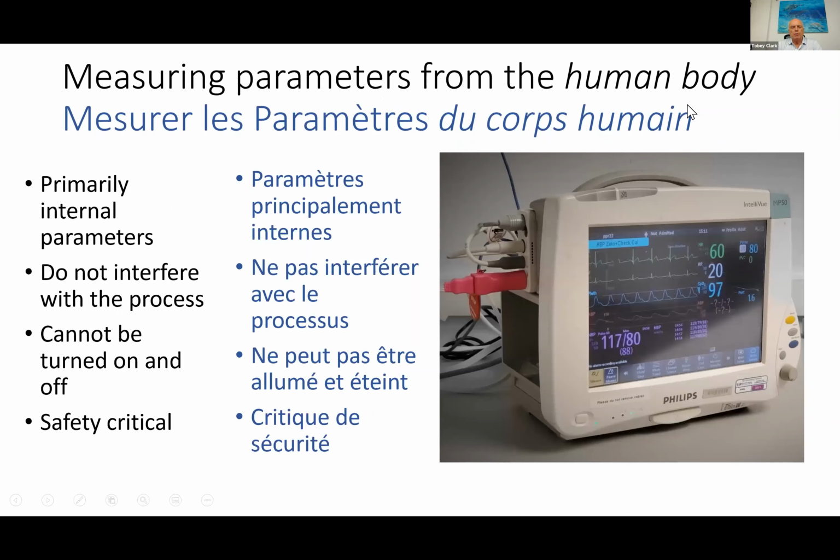So what type of parameters are monitored? Well, we'll cover that in this session. They're primarily internal parameters that are most important. This would include the pressure in your circulatory system, the electrical activity of your heart, and the oxygen concentration in your blood. But there are some things you should know about making these measurements: you can't interfere with the process of the human body. You can't stop and start that. And safety is very critical.